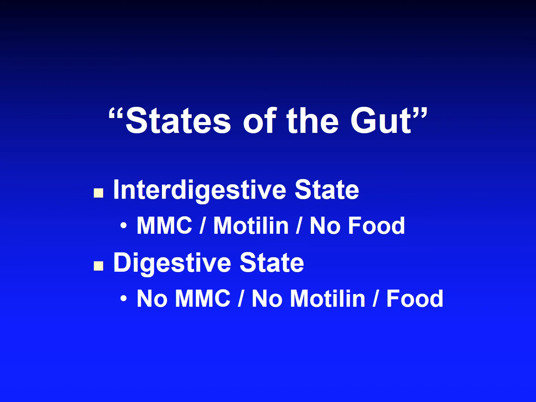In the digestive state, that's when we are involved in eating as we speak. We have no motilin, we have no MMCs, but we have food in our gut. So what I will do is I will explain to you the different motility patterns for each of these gut states. First, the interdigestive state. Second, we will talk about the digestive state.